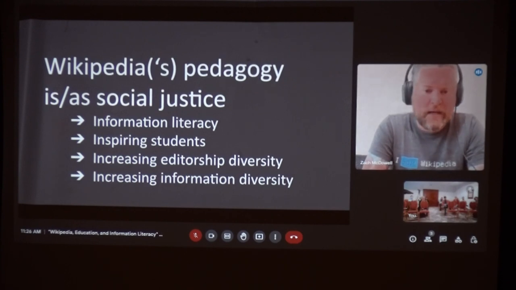And of course, engaging students is always going to increase editorship diversity, because students are far more diverse than the average Wikipedian. It's also going to increase information diversity, because the more topics that are being taught and engaged in classrooms with Wikipedia, the more we can diversify the information on Wikipedia. We're never going to run out, because hopefully the people leading these will be the experts in the field. That's the best way to come at this.